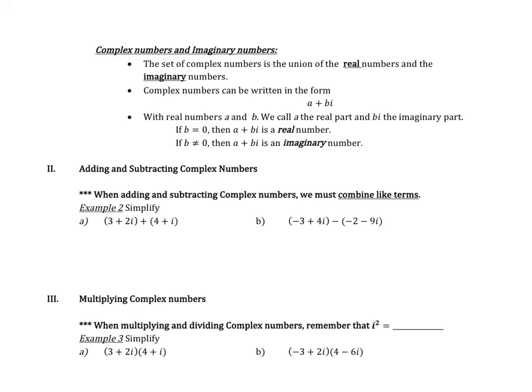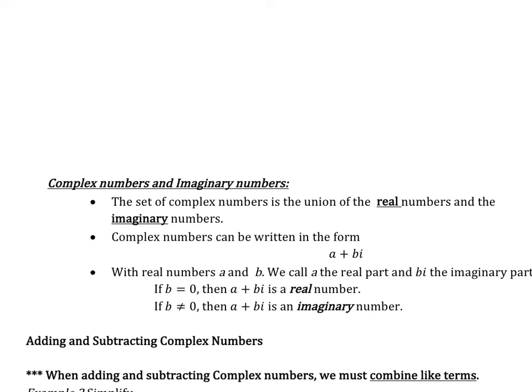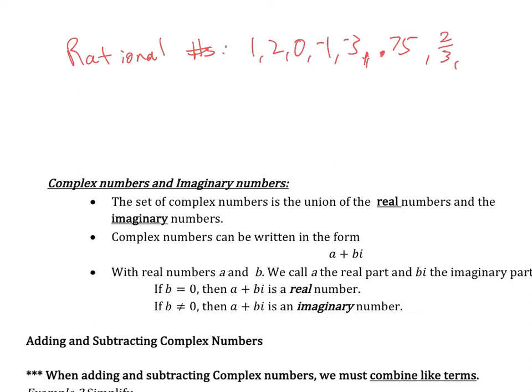This opens up the world of a new type of number that we call the complex numbers. We have numbers that we've talked about called rational numbers. Rational numbers are numbers like 1 and 2 and 0 and negative 1 and negative 3, and all of our decimals, 0.75, fractions, 2/3, and so on and so forth. These are all rational numbers.